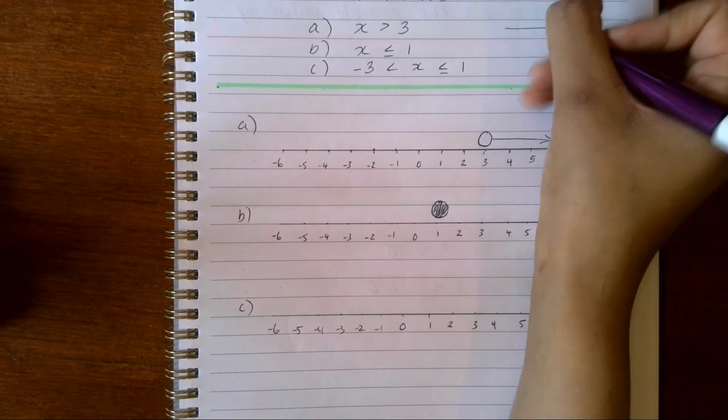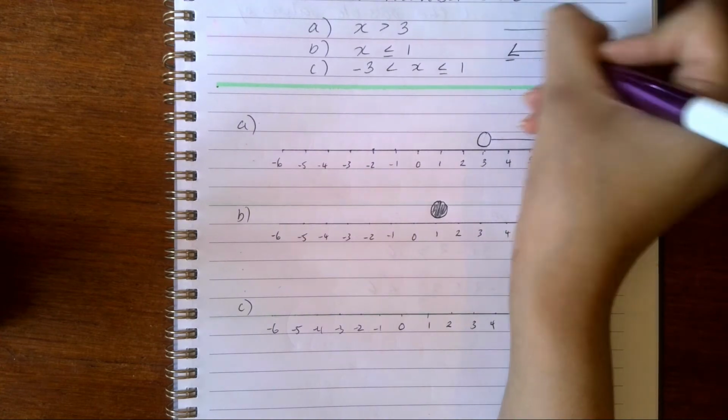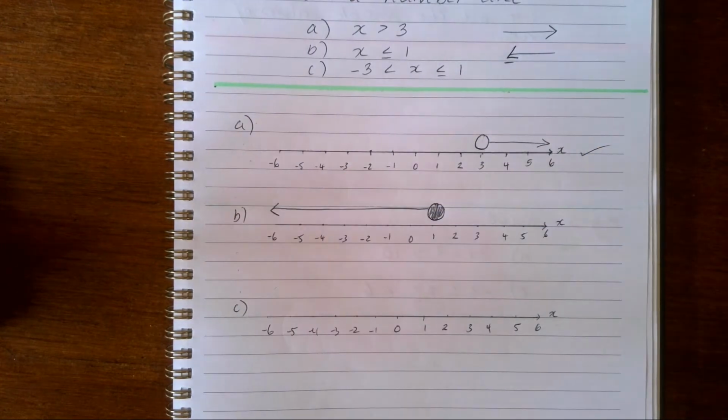And again, I've got my inequality symbol going this way, even though it's an underline. If you think about it as an arrowhead, it would be going in that direction. That's my second one done.